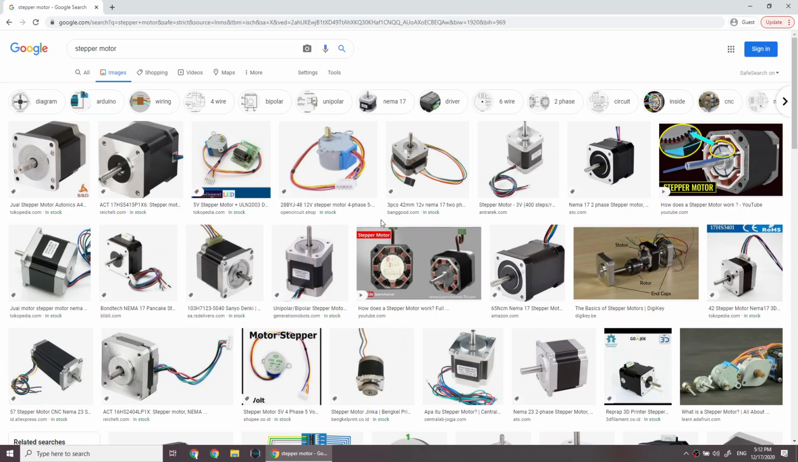So a stepper motor is a specific type of motor where you can control the speed, and you can control the number of steps, or the number of degrees, that the axis of this motor rotates. It's different than other motors. With other motors you can control the speed and the direction, but you cannot control the number of degrees that the axis of the motor rotates around itself.